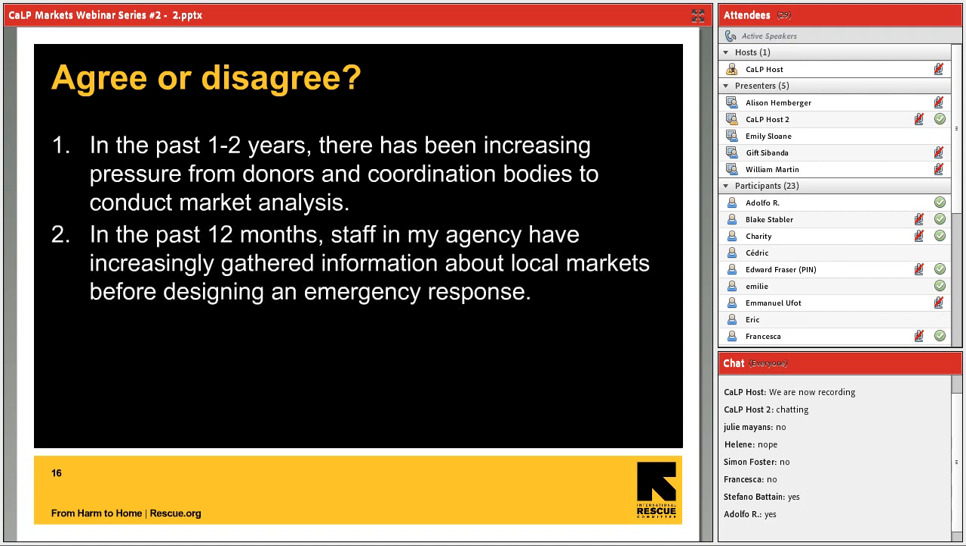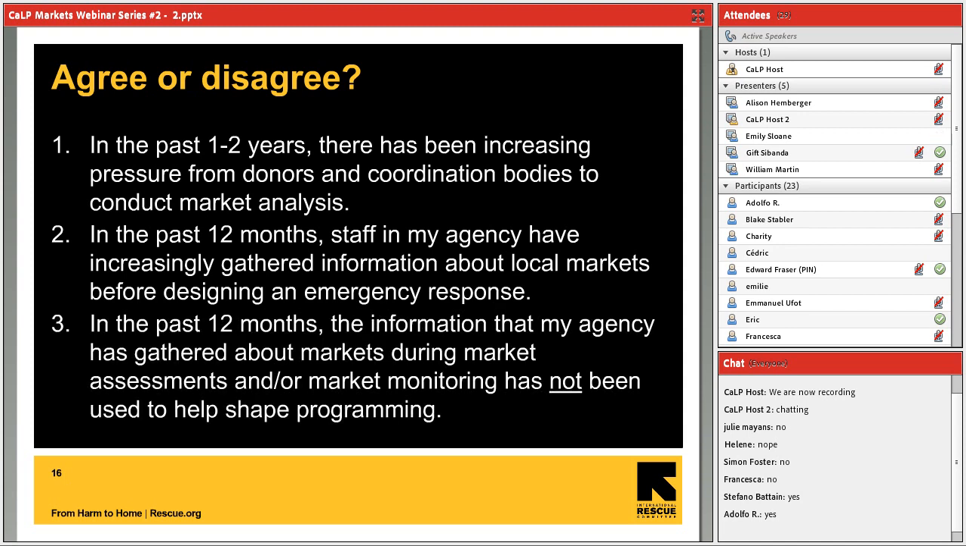Okay, next one. In the past 12 months, staff in my agency have increasingly gathered information about local markets before designing an emergency response. Okay, again, I'm seeing all agrees. Oh, one disagree. So either people don't want to appear like they're not doing market analysis, or really people are doing more market analysis. And then the third and final one.